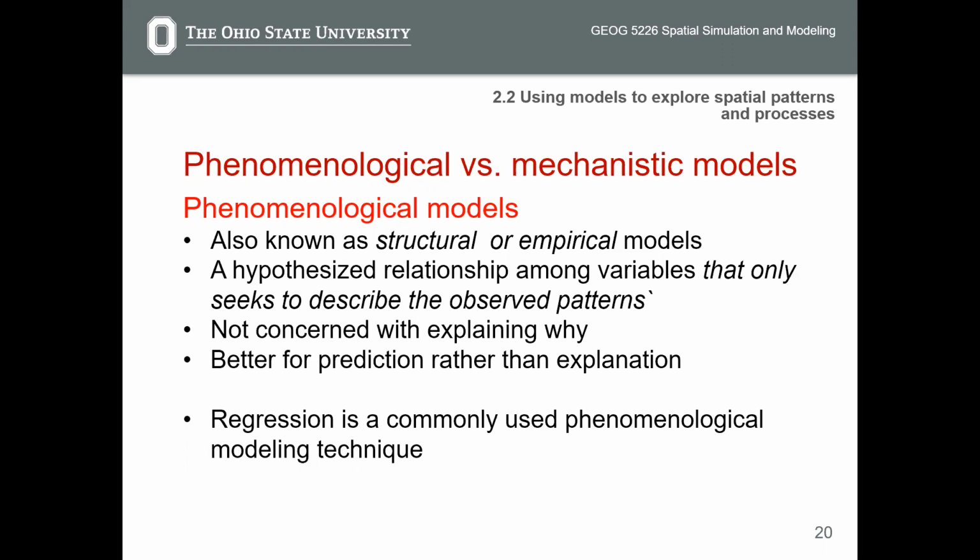So the first pair of concepts are phenomenological and mechanistic models. Actually, phenomenological models are empirical models. I've introduced them before. They care only about the statistical relationships among different variables. They do not care much about the mechanism behind the statistical relationship.